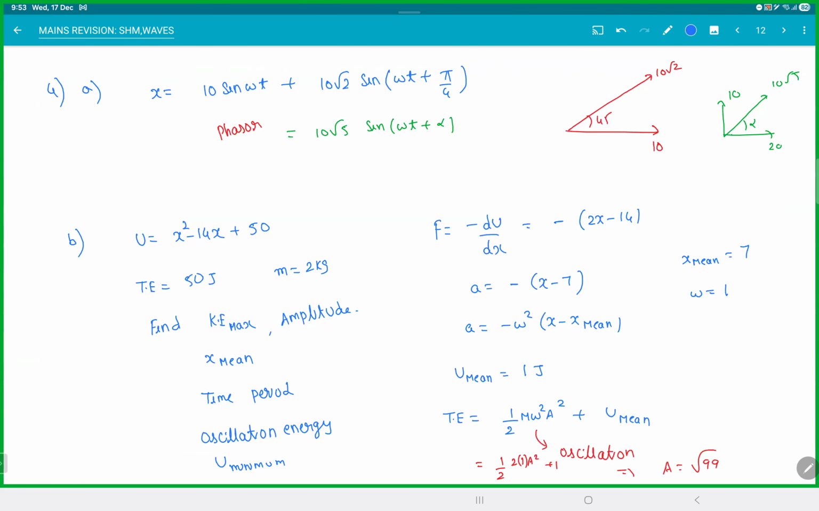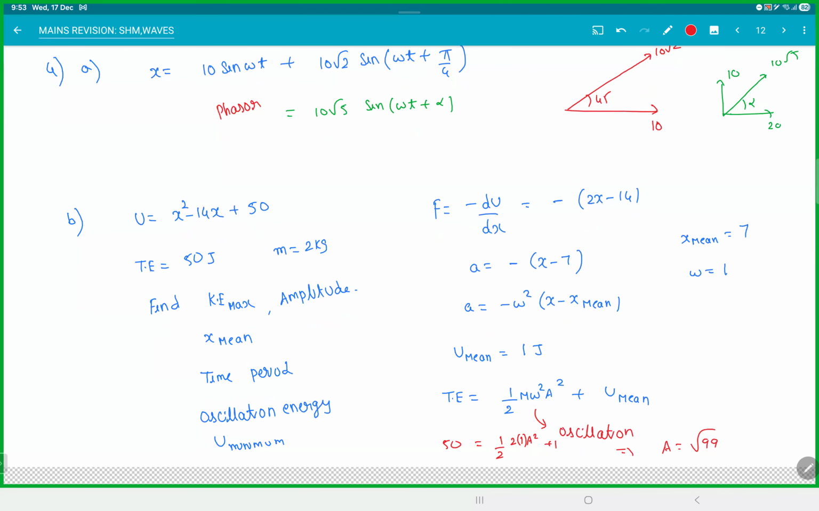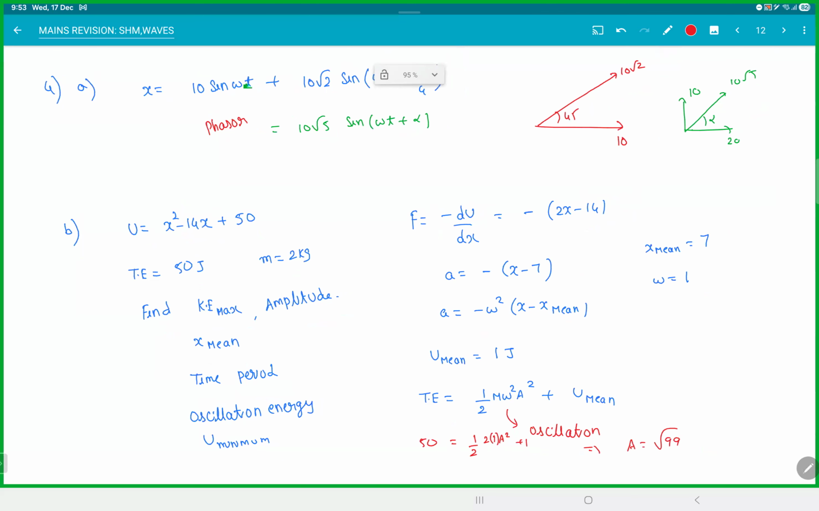If that was 50, this would be 50. This is oscillation energy. This is 1 joule. This is 50 joules. Then you get half m omega square a square is equal to 49. So a is equal to 7.